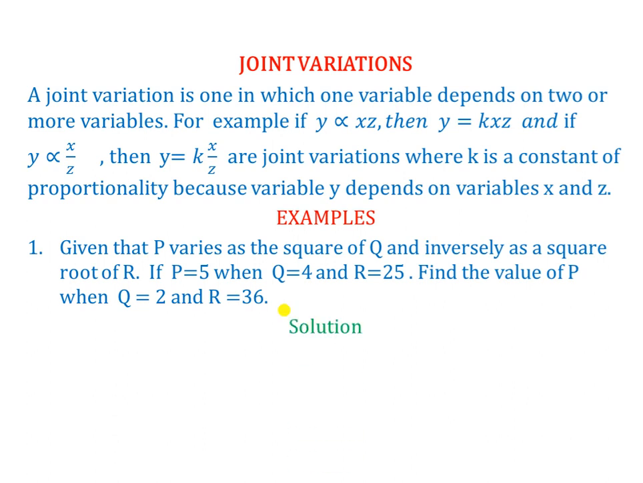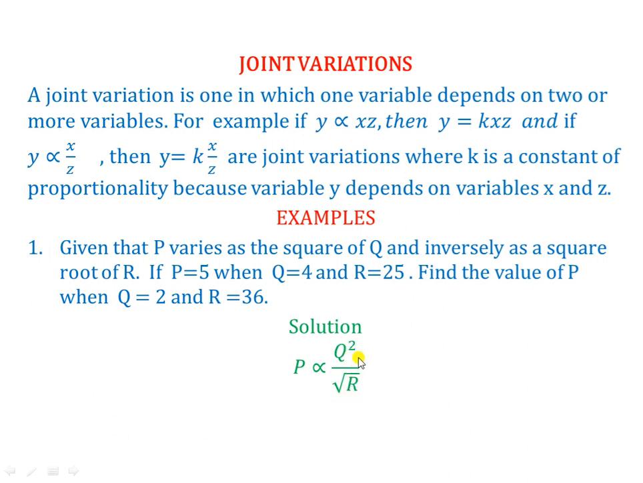In the first place, before you do much, understand the question clearly. It says that p varies as the square of q, so this is a direct proportion. Then the same p also varies inversely as the square root of r. So we are going to simply combine the two cases and say p is directly proportional to q squared but inversely proportional to the square root of r.